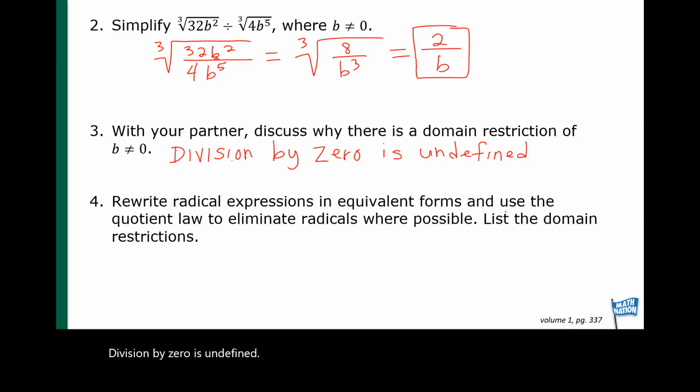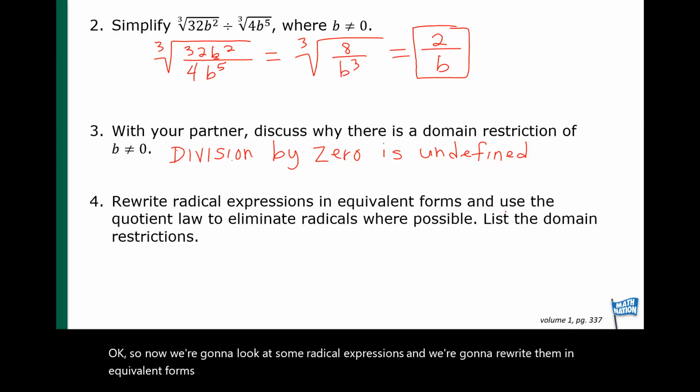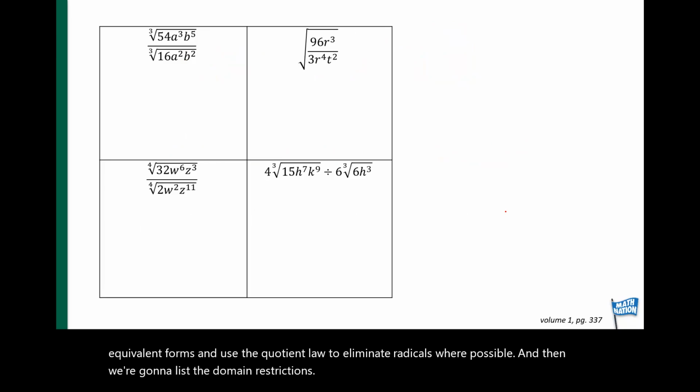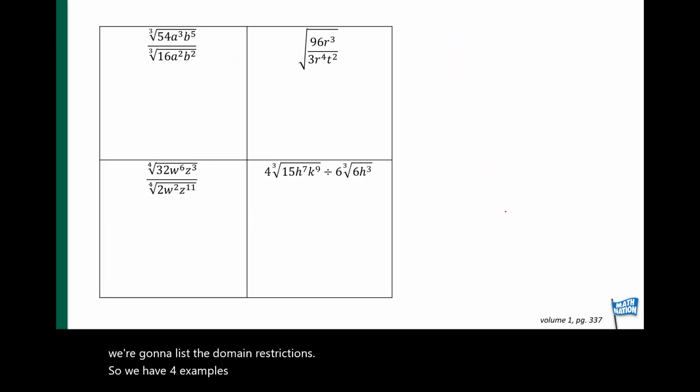Okay, so now we're going to look at some radical expressions, and we're going to rewrite them in equivalent forms and use the quotient law to eliminate radicals where possible. And then we're going to list the domain restrictions. So we have 4 examples here. Let's start with the first one.